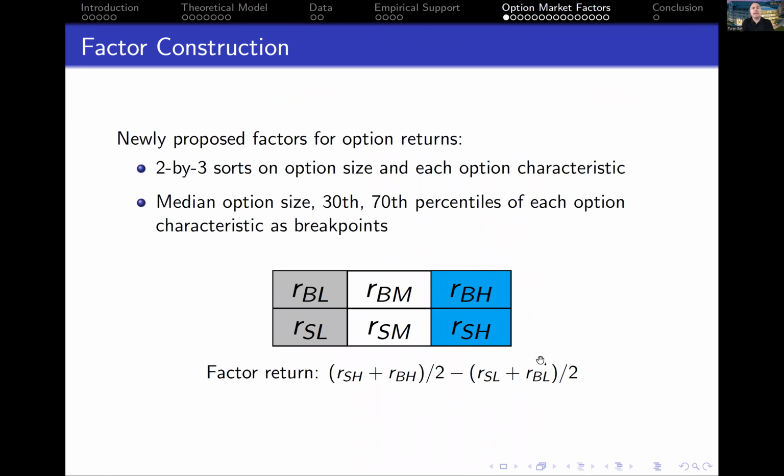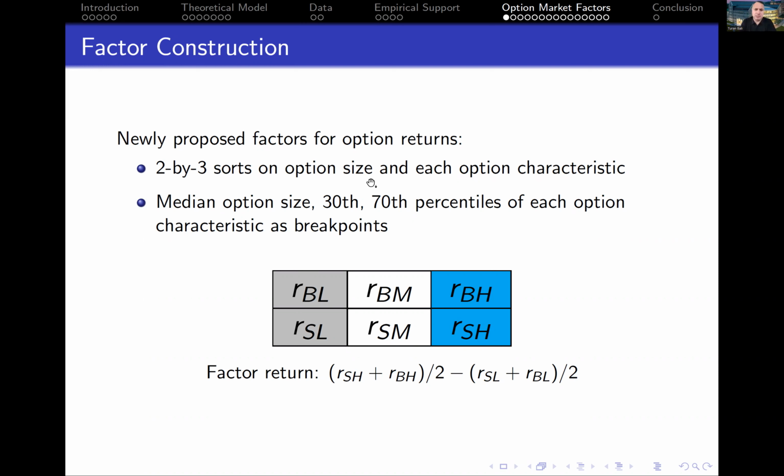Now, next, we construct our factors. Here we are following standard Fama-French methodology. Think of this as constructing SMB and HML factors: 2 portfolios sorted by, let's say, size, market cap, like in the case of SMB and HML, and 3 portfolios sorted by book to market ratio, right? 30th and 70th percentile. We are doing the same here, except that we are sorting options based on option size. That's the first sort variable.